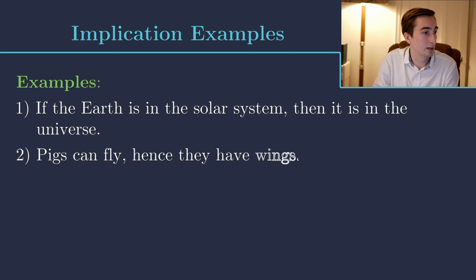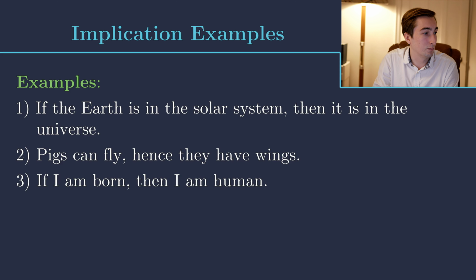The second we've got here is pigs can fly, hence they have wings. So the word hence here is the reason that we're using the implication operator. In this case now, if I am born, then I am human. Again, this is an if-then example, so this again contains the implication operator. The next one, we just got 1 equals 2, then 0 equals 0. So that's another example of using the implication operator because of the word then.